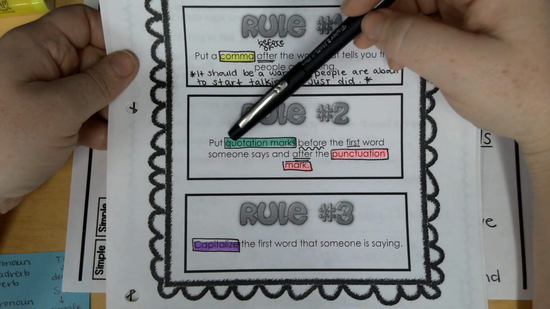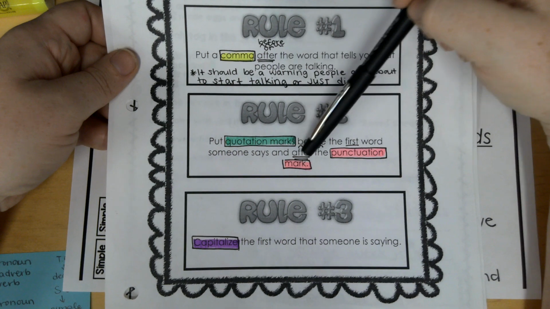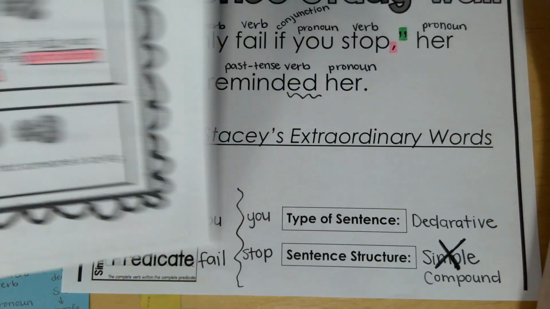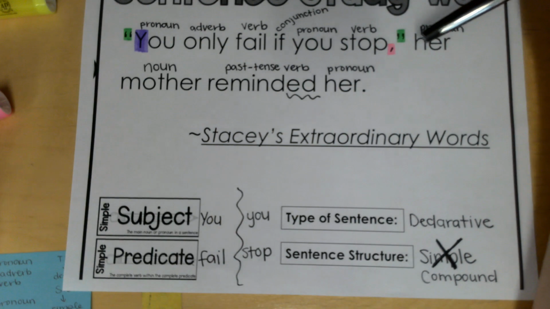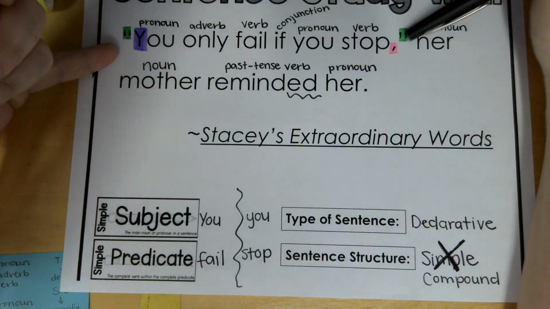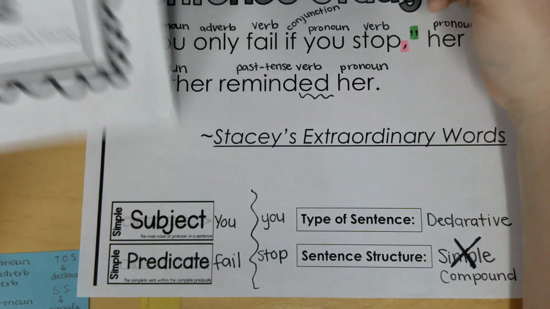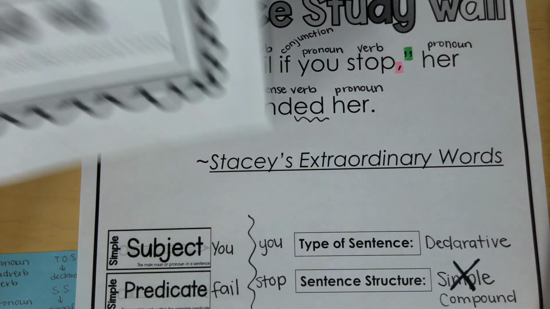Rule 2, put quotation marks before the first word that someone says and after the punctuation mark. And so that's where my colors come in. The green is right here, my quotation marks. Pink is after, so before the first word, after the last word, but before the punctuation mark. All right, and then rule 3, capitalize the first word that somebody's saying, right here, her, or you. I don't know why I said her.